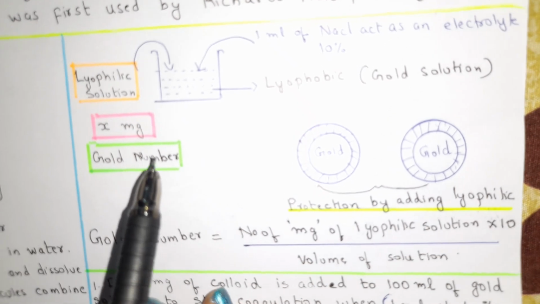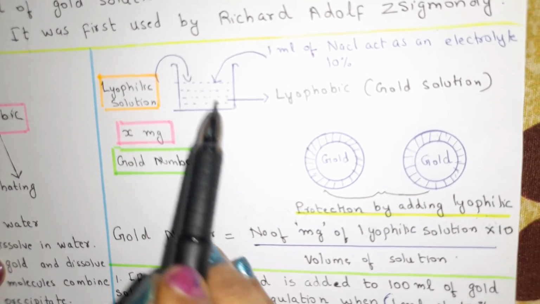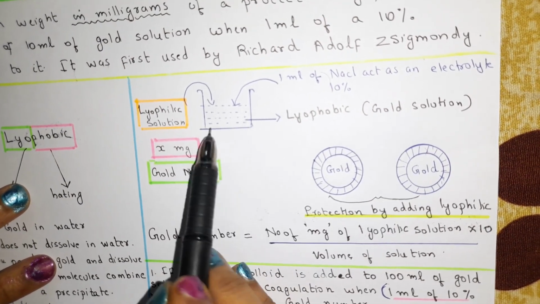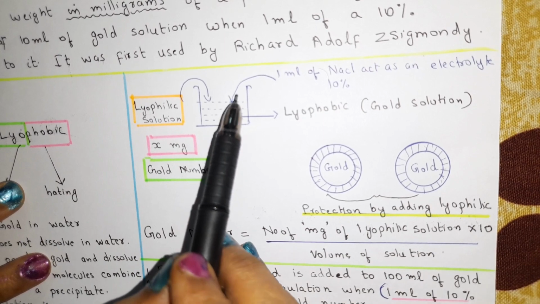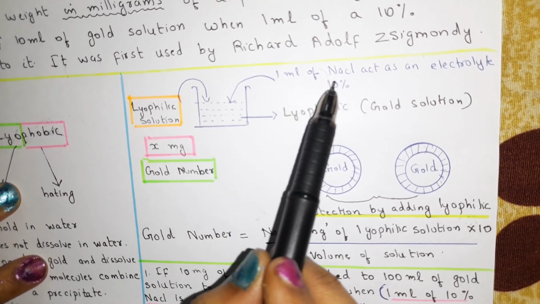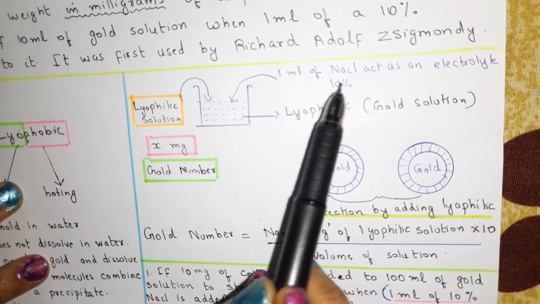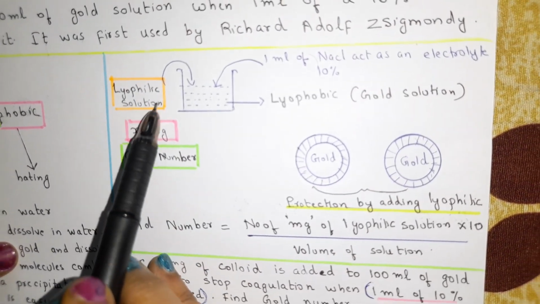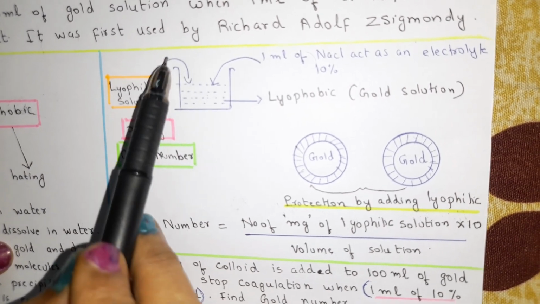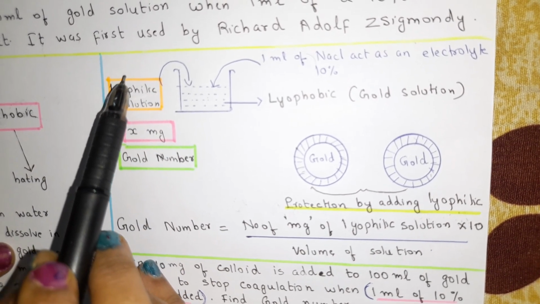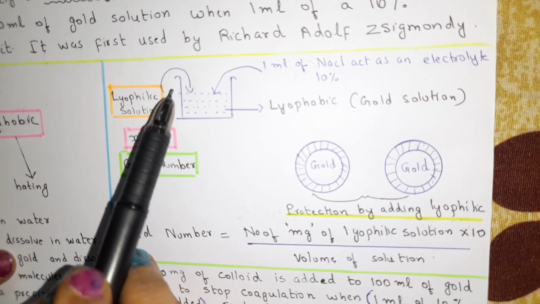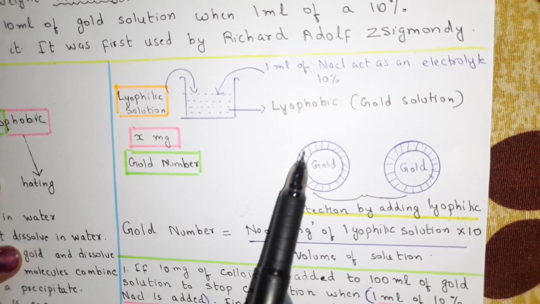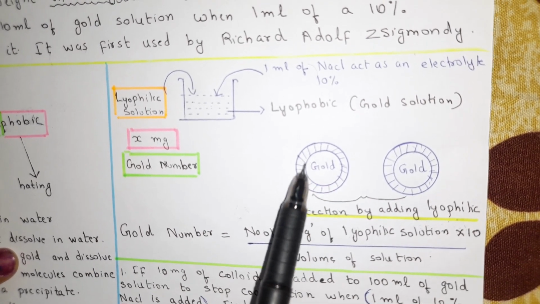So first of all, you can all see that this is a beaker where I have taken some lyophobic gold solution. So here it is lyophobic gold solution. Now what am I going to do? I am adding 1 ml of NaCl 10%, which is acting as an electrolyte. Here I am adding lyophilic solution, X milligram of lyophilic solution. When you add the lyophilic solution, it goes and makes a protective covering around the gold molecule. This is a gold molecule.